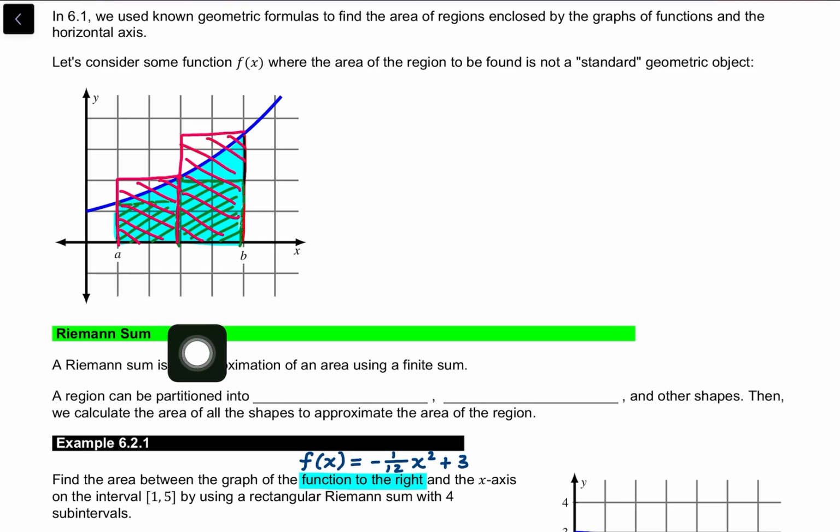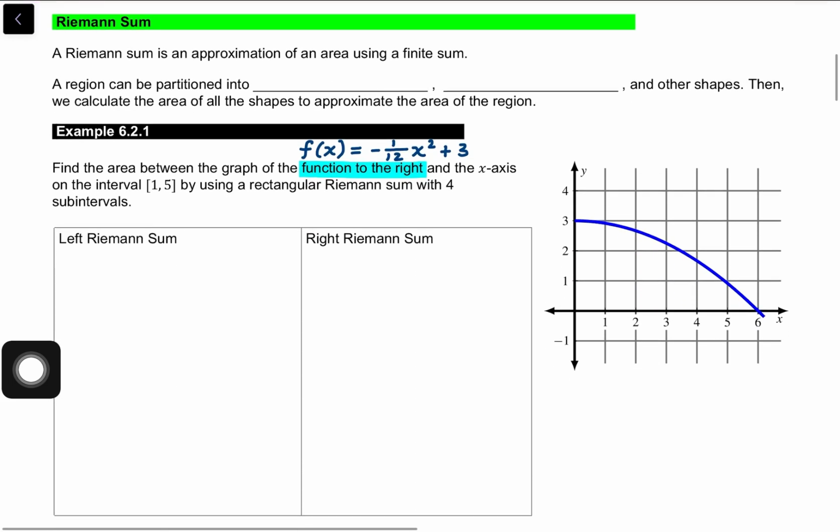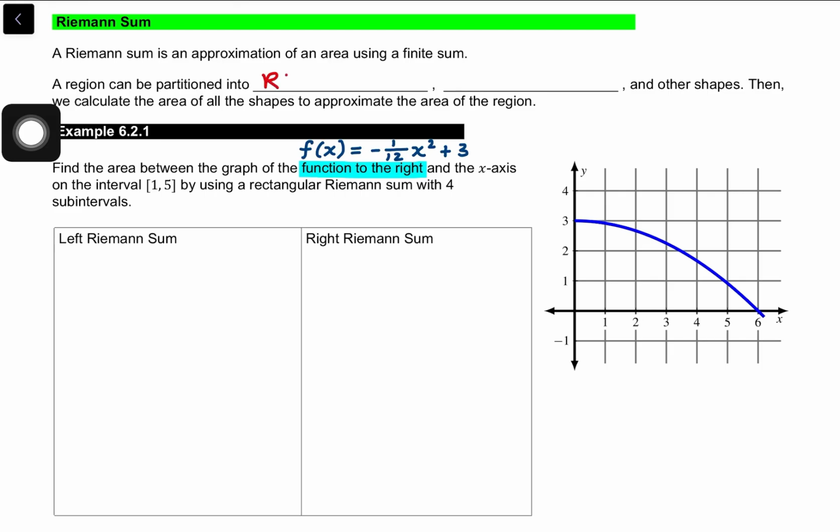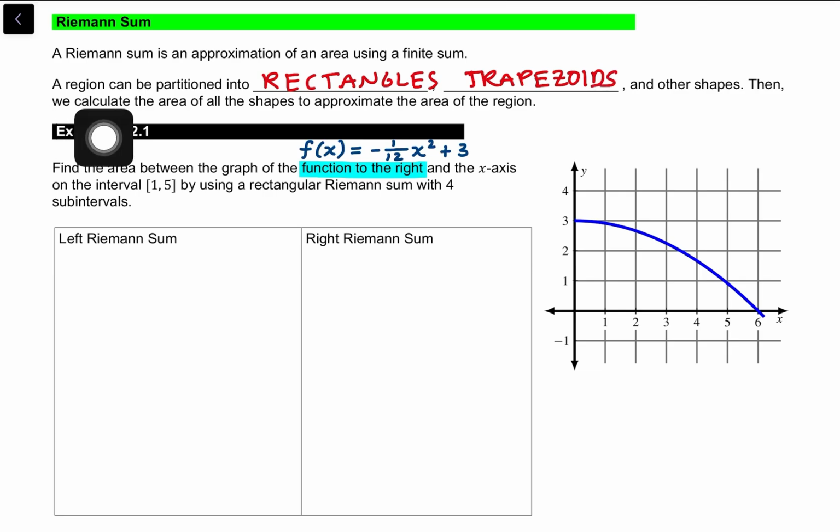But anytime you use rectangles to approximate the area of some kind of region, we usually call that a Riemann sum, after a German mathematician. A Riemann sum is an approximation of area using a finite sum. And typically we can break regions, or partition regions, into rectangles, trapezoids, or other shapes whose formulas we can calculate. So we can use rectangles, trapezoids, sometimes semicircles, or even there's something called Simpson's rule, which uses parabolic sectors, which is a wild one. But either way, we can use these smaller shapes that we know the areas of to approximate the area of the region.